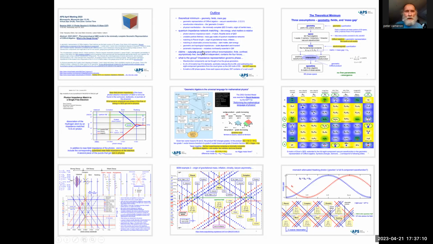So there's an outline here. Oh, before I do, just touching on this, look at GPT-4. There's stuff on quantum impedance networks on my ResearchGate page, which hopefully you can find. An outline looks like that. The only thing I'm going to dwell on here is the claims that the model's naturally gauge invariant without renormalization, finite, confined, asymptotically free. It's background independent, and it contains the 4 forces, or it appears to anyhow.